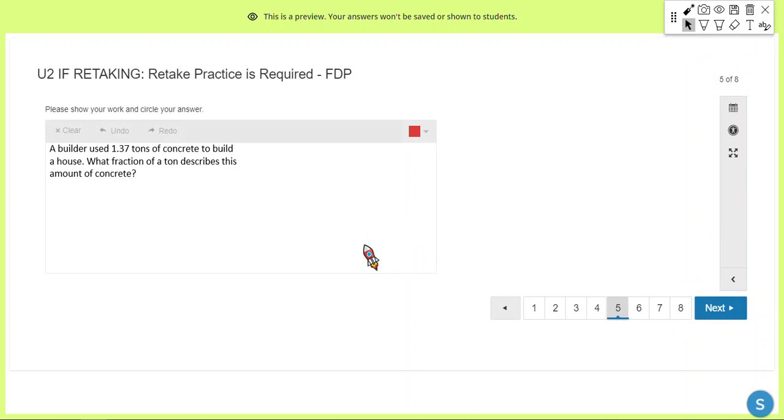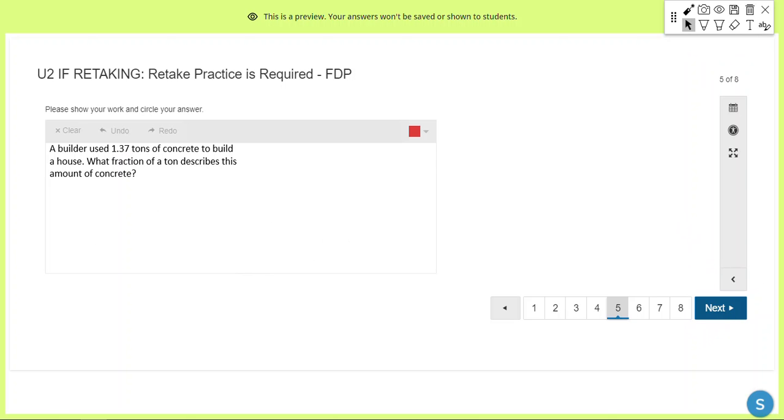For number 5, it said a builder used 1.37 tons of concrete to build a house. What fraction of a ton describes this amount of concrete? So for this one, I need to pull out that whole number, which is the 1, and then I'm going to have the fraction because the 1 is the whole number in the decimal. It'll be the whole number in the fraction. Then I look at place value. 37 is the numerator, and then 37 what? Well, I can use those little teeny tiny numbers. 1 goes under the 1's place, 0, 0, because it's 2 places behind. So it's actually 37 hundredths. And it does not simplify. So the answer is just 1 and 37 hundredths.